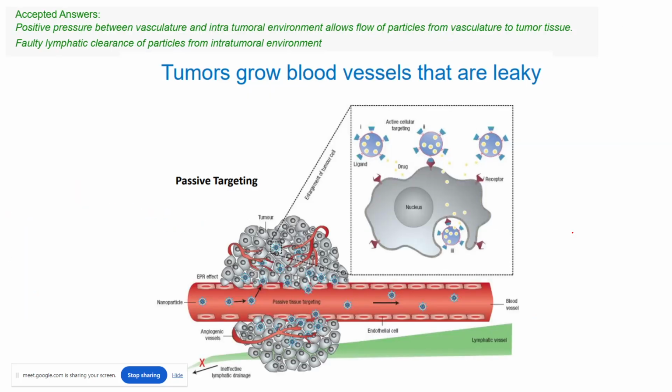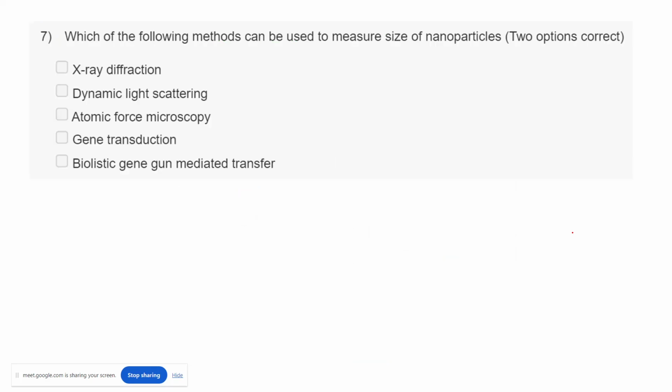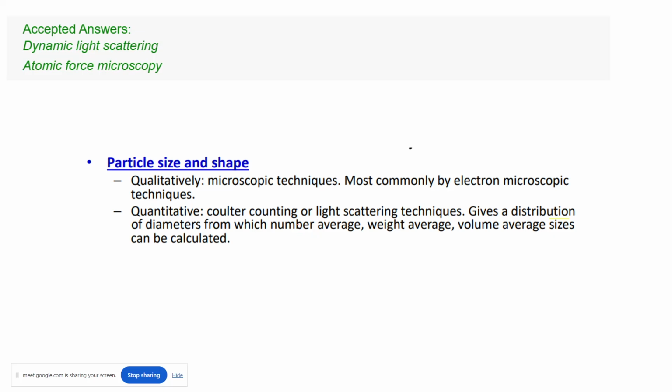And the seventh question was, which of the following methods can be used to measure the size of nanoparticles? So dynamic light scattering and atomic force microscopy are two different techniques. Dynamic light scattering uses an equation where the particles follow Brownian motion, and based on their diffusion constant and viscosity, you can calculate the size of the particles from the light scattering.